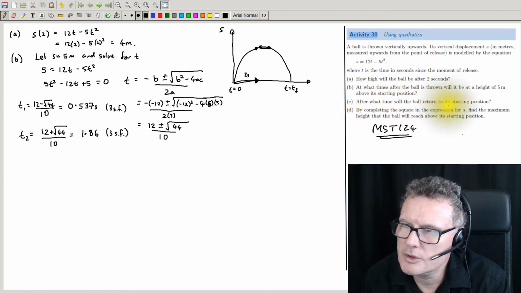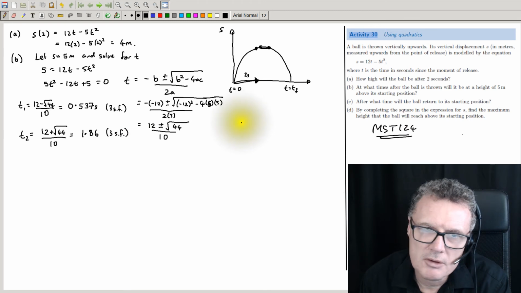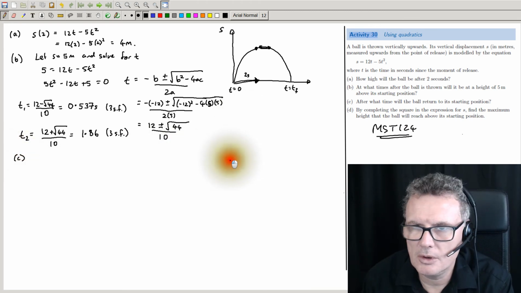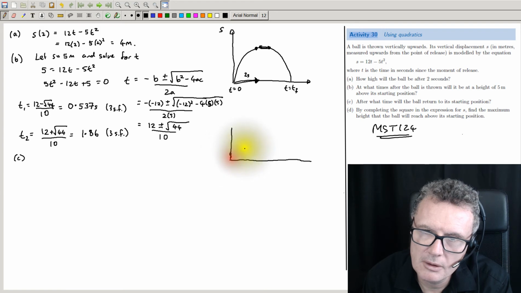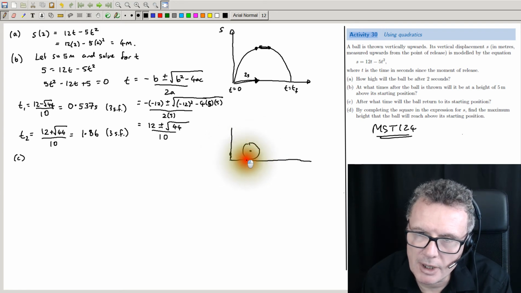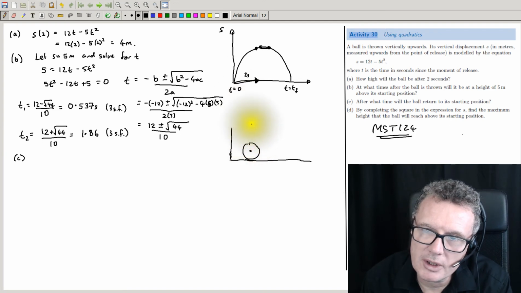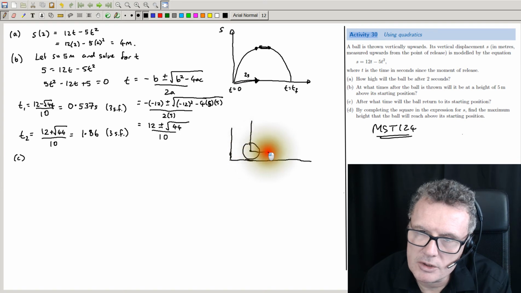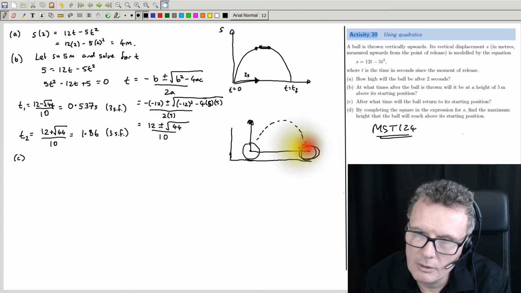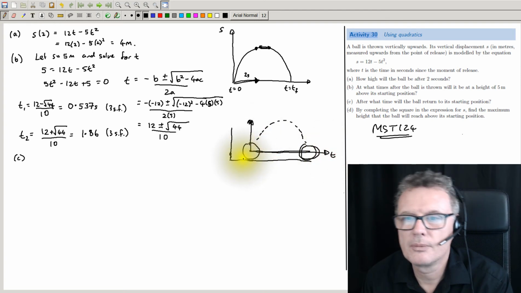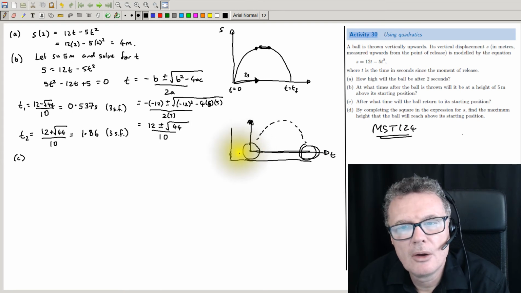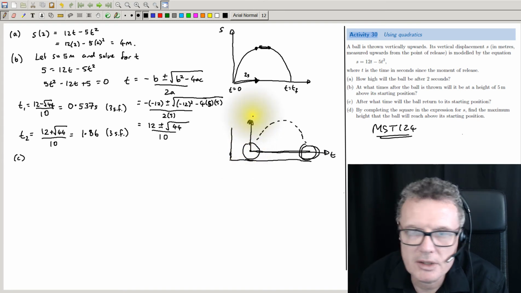After what time will the ball return to its start position? Note, strictly speaking, the center of the ball will not be at zero because we've got the ball here, sitting on the ground. So where we've defined our axis will be at that location. The ball then has gone up in the air and then come back down, and this position here is where S equals zero. Looks like a Beetle car. Cool.